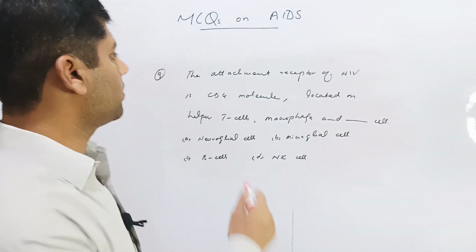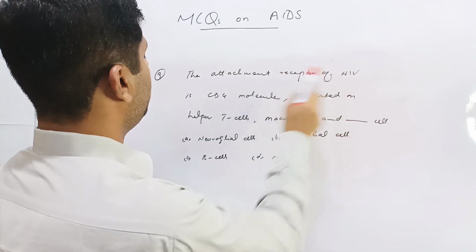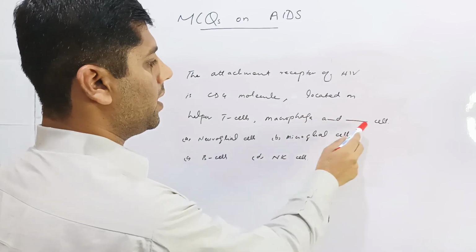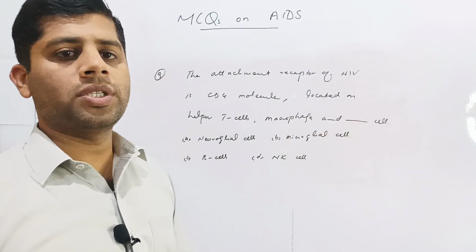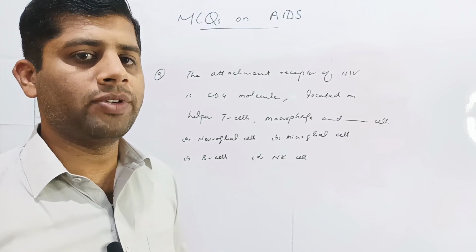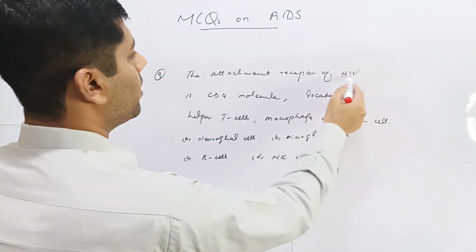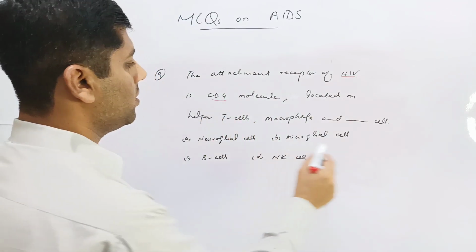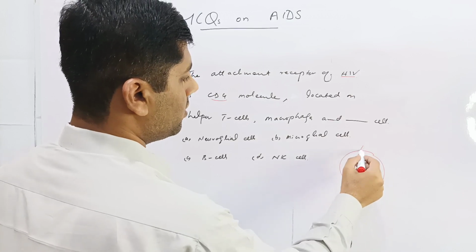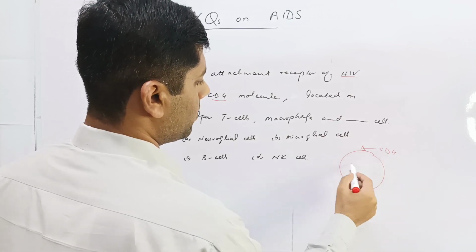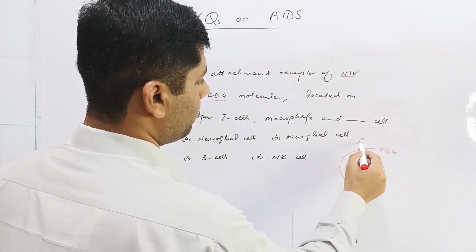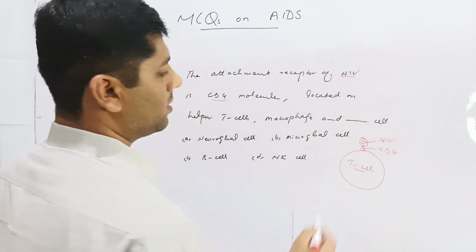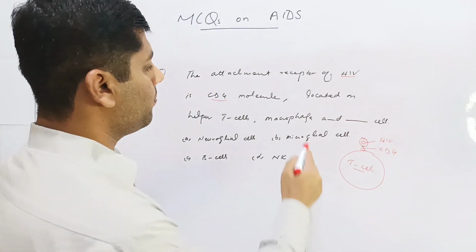Next question is, the attachment receptor of HIV is CD4 molecule located on helper T cells, macrophages, and dash cells. Here I try to convey some basic information on the HIV receptors: HIV virus has CD4 receptor molecules present on helper T cells. These are the helper T lymphocytes on which CD4 receptors are present, and the HIV virus binds to the CD4 receptors located on T cells. Also, these receptors are present on macrophages.